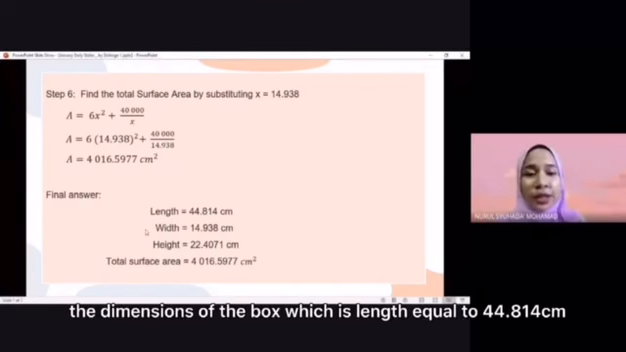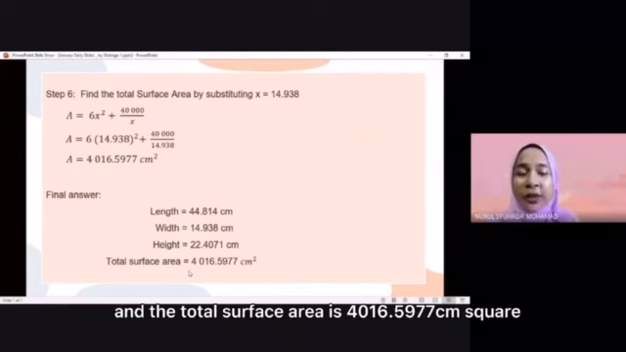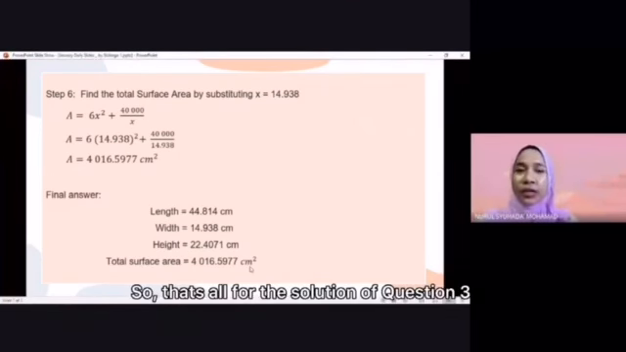The dimensions of the box, which is the length, is 44.814 cm, the width is 14.938 cm, while the height is 22.4071 cm. And the total surface area is 4016.5977 centimeters squared. So that's all for the solution of question 3.